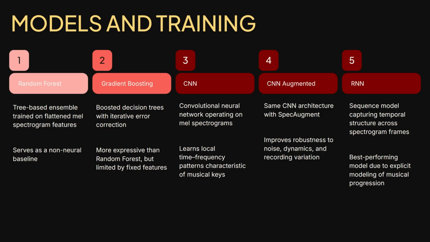So these are the 5 models we trained with. To serve as a baseline, we used random forest and gradient boosting, and then we also trained a CNN, and a CNN that also uses PyTorch's SpecAugment, which improves robustness to noise, dynamics, and other variations. We also trained an RNN, which is a sequence model that captures the temporal structure across the spectrogram frames. And we saw that this was the best performing model due to the explicit modeling it does with its LSTM layers of the musical progression.